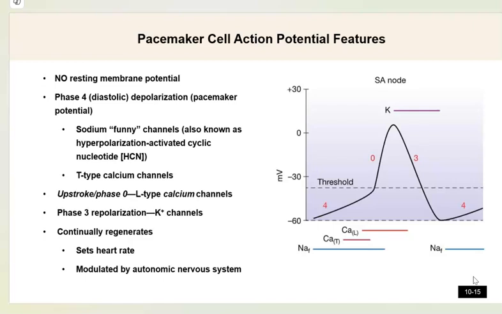Once the pacemaker cell membrane depolarizes to the threshold potential, the voltage-gated calcium channels open and you get your typical action potential generated. So the SA node firing rate is primarily determined by the duration of phase 4 spontaneous depolarization. The SA node firing rate is primarily determined by the length of time it takes for the cell membrane to depolarize from the maximum diastolic potential to threshold potential.